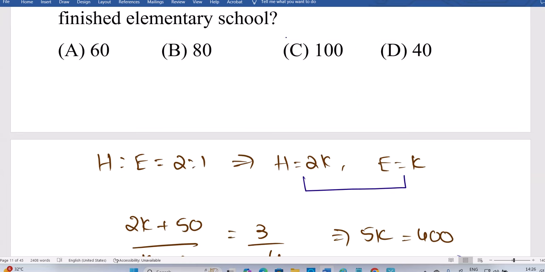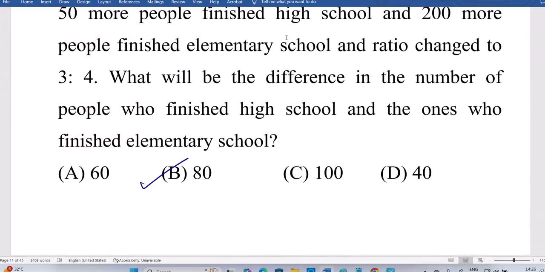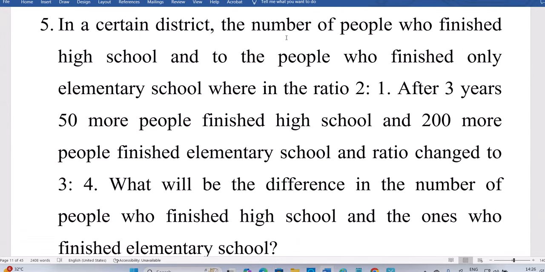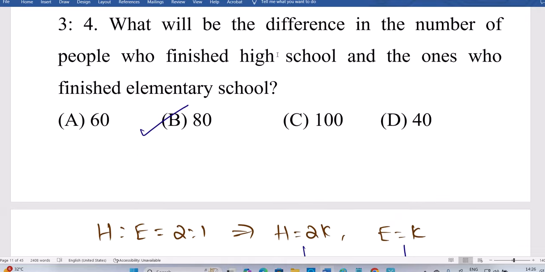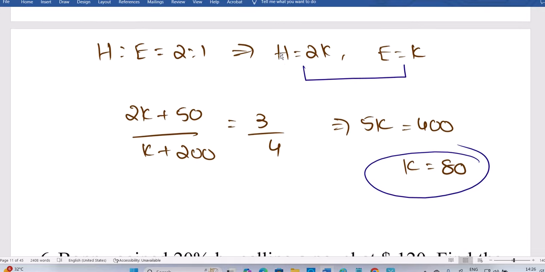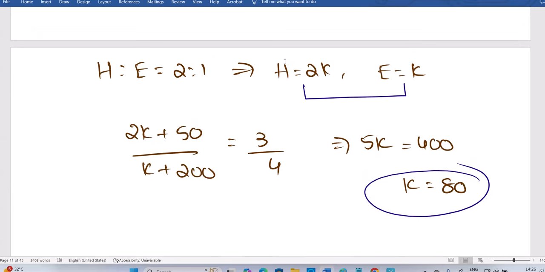80, you can see. It's a very easy question, but the number of lines when the question is displayed is a bit high, while solving the question is very easy. Difference is 80, the difference between high school and elementary school. Initially 2 is to 1, 2K and K. 50 added for high school, 200 added for elementary school, then the ratio changed to 3 by 4. We have to calculate the K value. Finally, the question is regarding the difference between the number of students in high school and elementary school, nothing but K only.